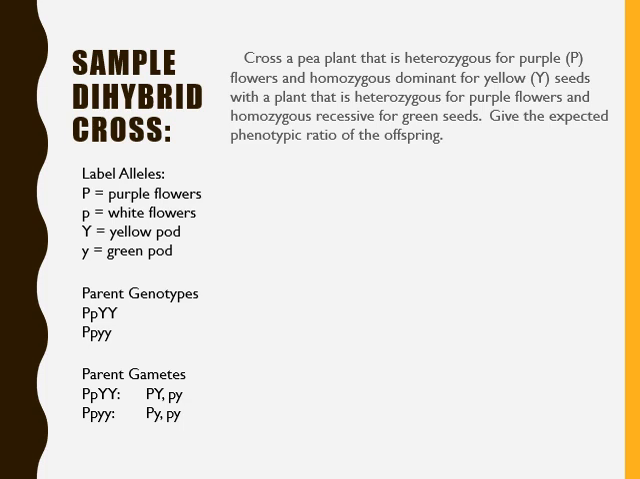The same with the other parent. You've got big P, little p, little y, little y. You've got a 50-50 chance of getting a big P or a little p, but a 100% chance of getting a little y. So the only 2 possible gametes are big P, little y, and little p, little y. You take those gametes. That's the hard part. Once you've got the gametes, it's all downhill from there.